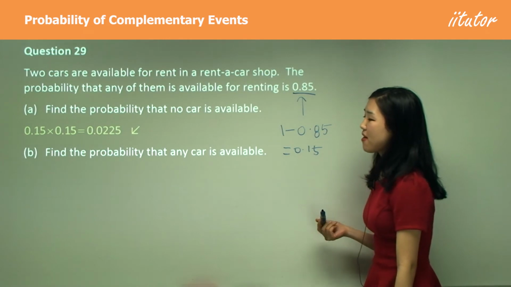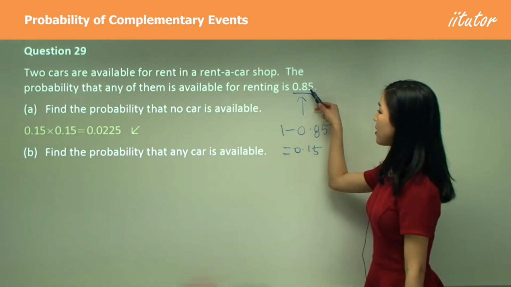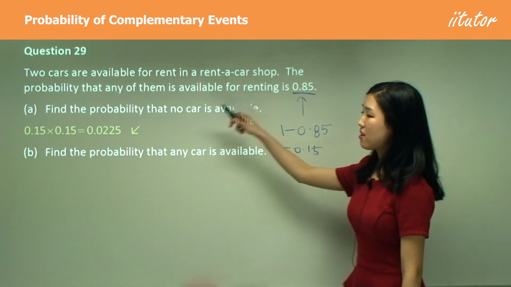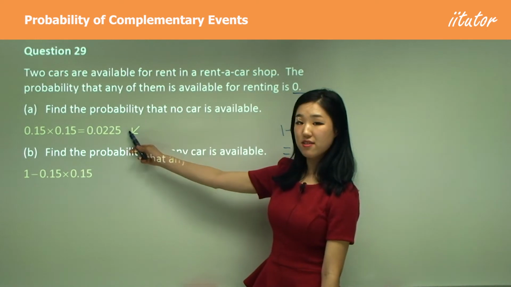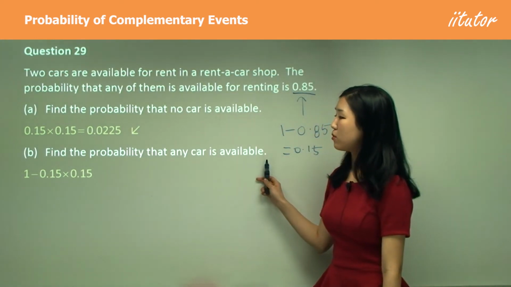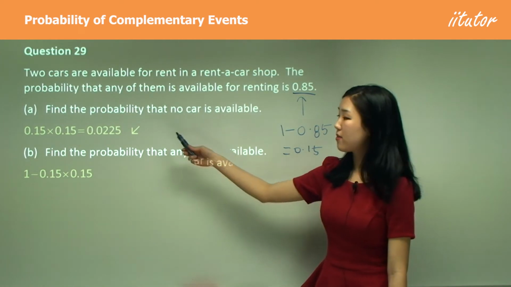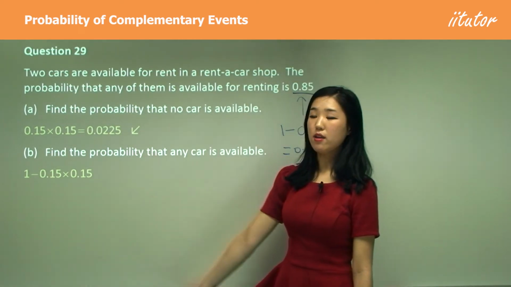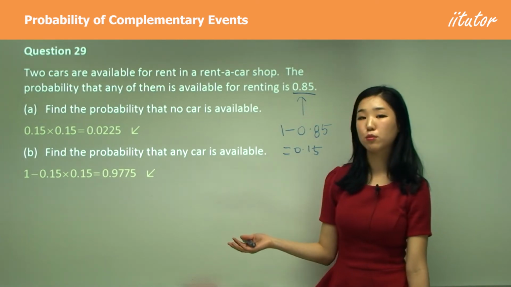And B, find the probability that any car is available. This is the probability that it is available. Now that's the probability that none of them are available. 1 minus that, because if it's available, it's the opposite or the complementary of when it's not available. So we simply subtract that from 1 to get the remaining, which represents the probability that any car is available.